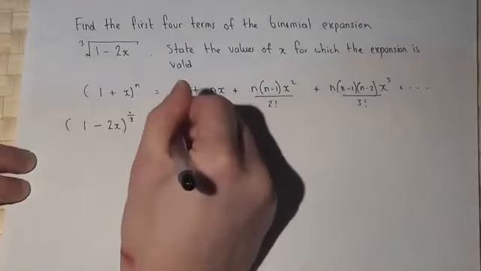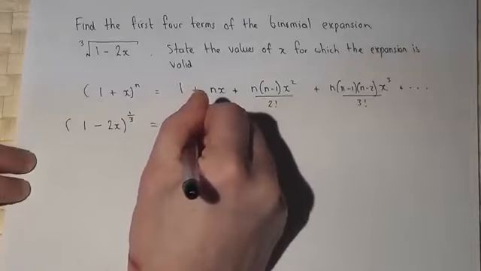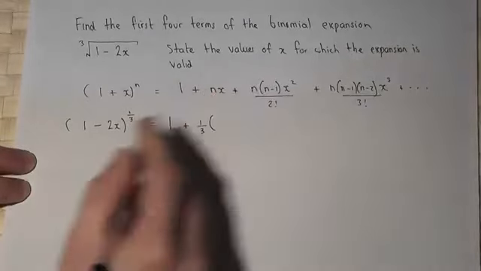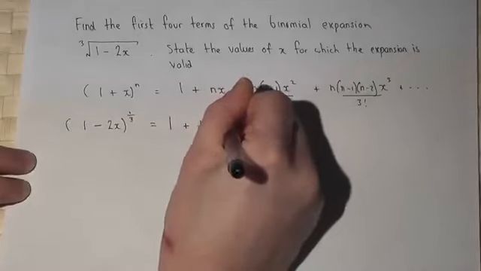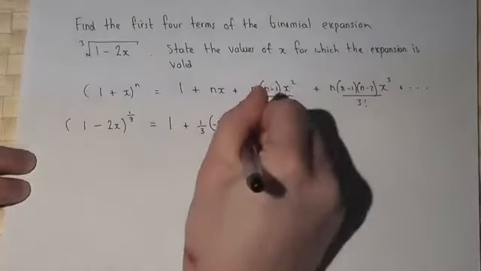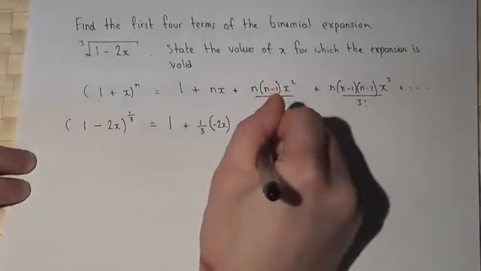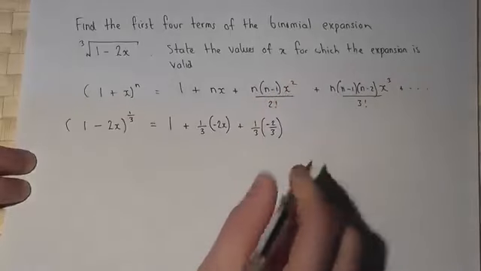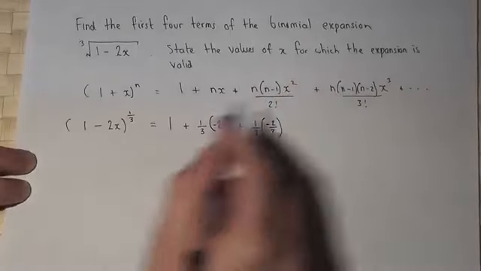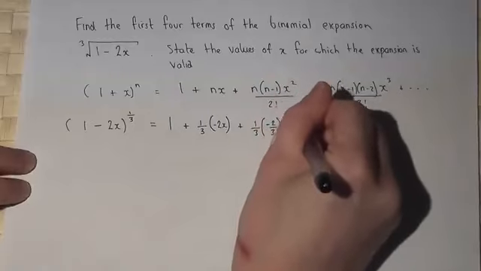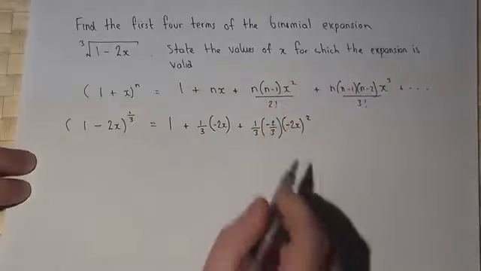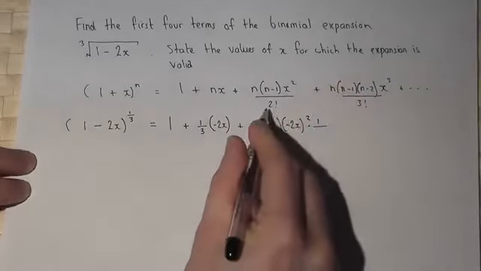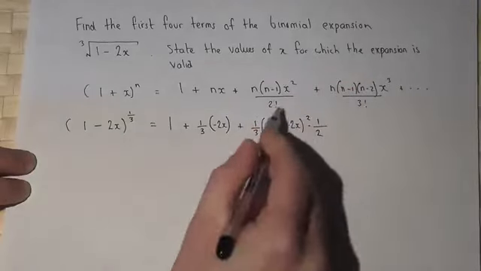So here we go. I've got my 1. Now then, n is a third, but where the x is, I put a minus 2x in a bracket. Now then, n was a third, take 1 is minus 2 thirds. Rather than x squared, I've got minus 2x all squared, and divide by 2 factorial, that's the same as timesing by 1 over 2 factorial, which is 1 over 2. 2 times 1 is 2.